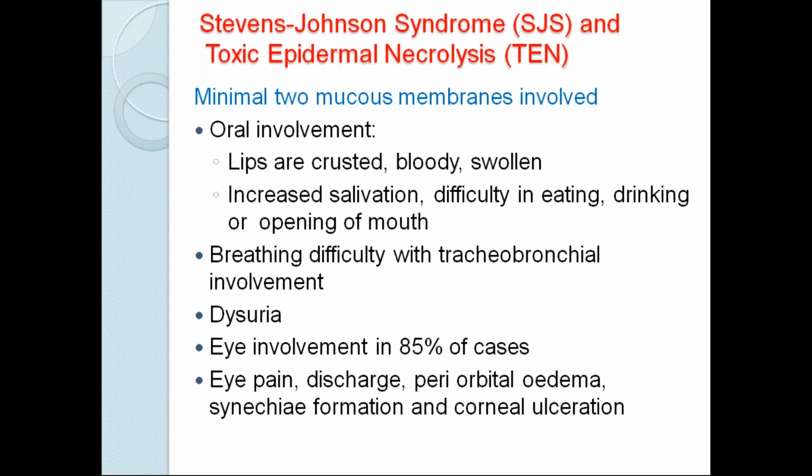And the lips are crusted, bloody, swollen. There will be increased salivation, difficulty in eating, and even drinking water or opening the mouth, because there are a lot of ulcers. And also difficulty in breathing with the tracheobronchial involvement. Edema might be present, and also dysuria because usually the urethral mucosa will also be involved. And eye involvement is in almost 85% of the cases, where you'll see eye pain, discharge, edema, synechia formation, and also ulceration in severe cases.